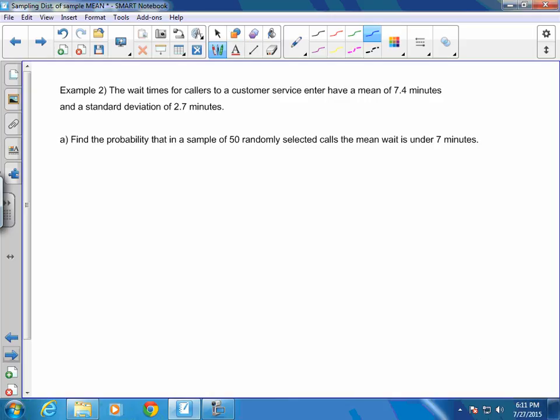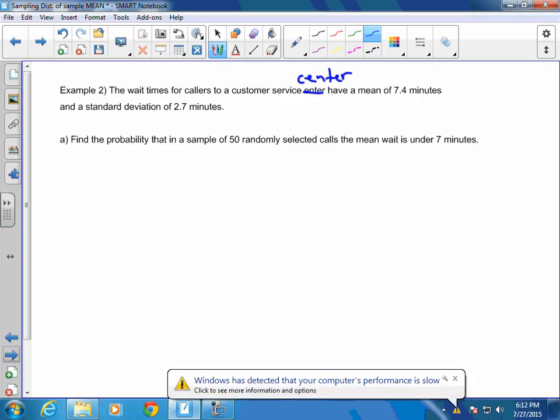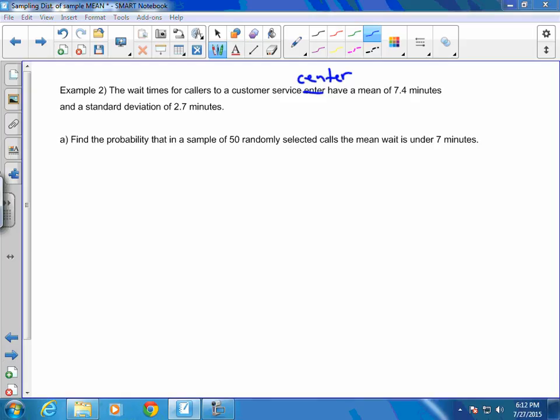Example 2 says the wait times for callers to a customer service center have a mean of 7.4 minutes and a standard deviation of 2.7 minutes. Find the probability that in a sample of 50 randomly selected calls, the mean wait is under 7 minutes. Okay, so they don't ask us to do a sampling distribution of the sample mean here. Whether you write this out fully is kind of up to you, but the trick to answering a problem like A is to recognize that you have to make sure that your sample mean is normal in order to really answer this question. So if the sample size was 50, we know our sample mean is going to be normal.